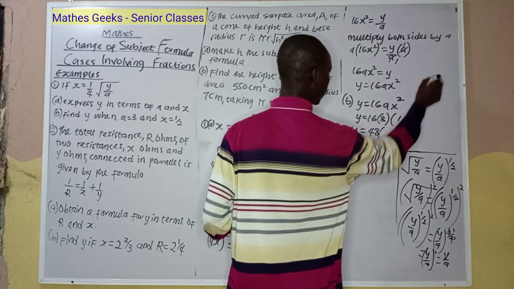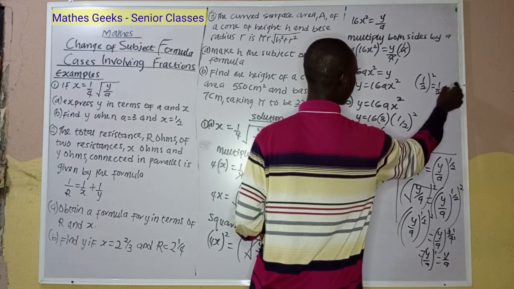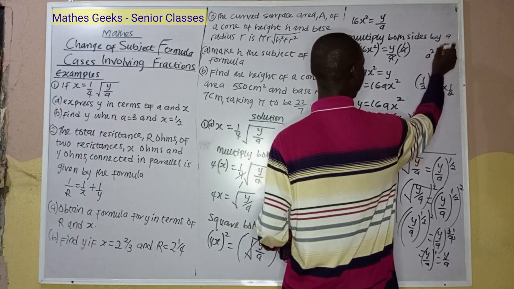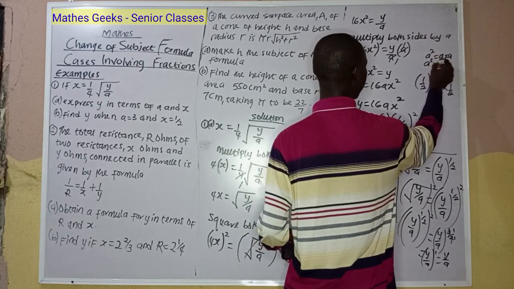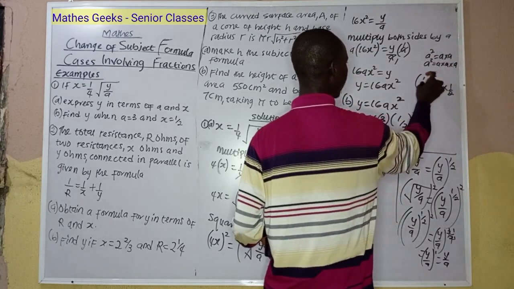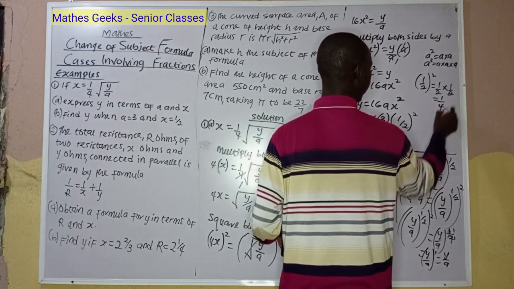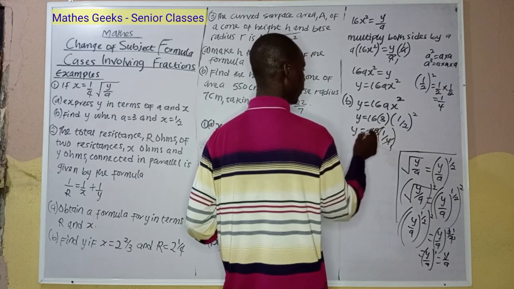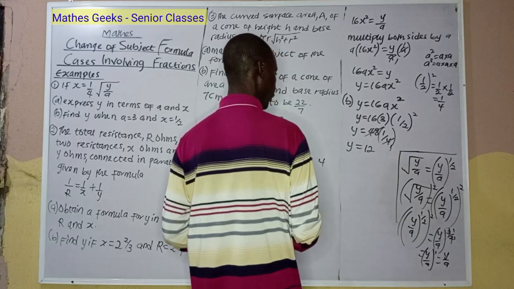Times 1 over 2 raised to the power 2, which is 1 over 2 times 1 over 2. Any number raised to the power 2 means it should multiply itself 2 times. So if it's a raised to the power 3, it means a should multiply itself 3 times. So now it's 1 over 2 times 1 over 2. 1 times 1 is 1, 2 times 2 is 4. So here we have 1 over 4. Now 4 into 48 is 12. So y is 12.